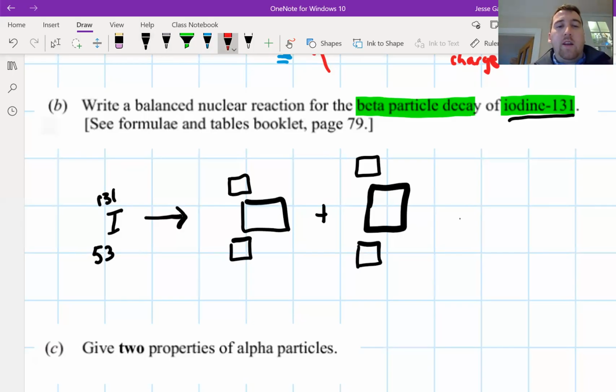All right, so again, this is beta particle decay. So we're going to produce a beta particle. Here it is, there's a beta particle. What do we want to do? The mass of our beta particle is always 0 because it's just an electron, and the charge is -1.